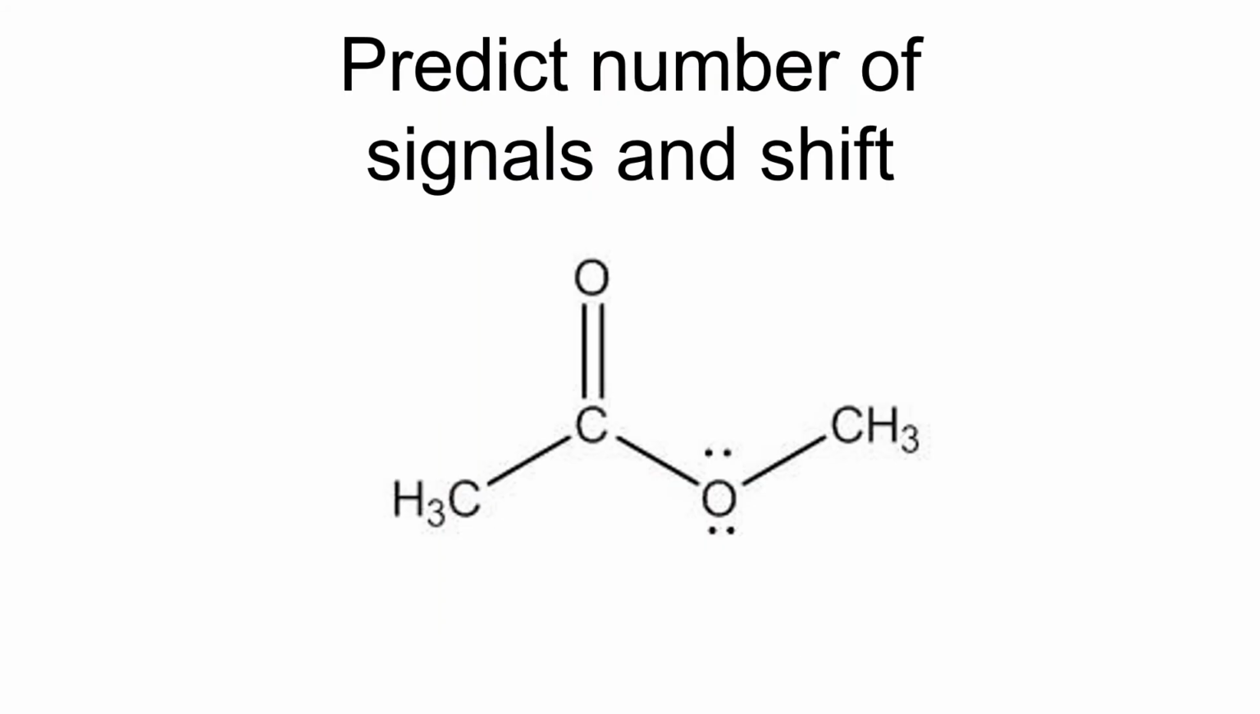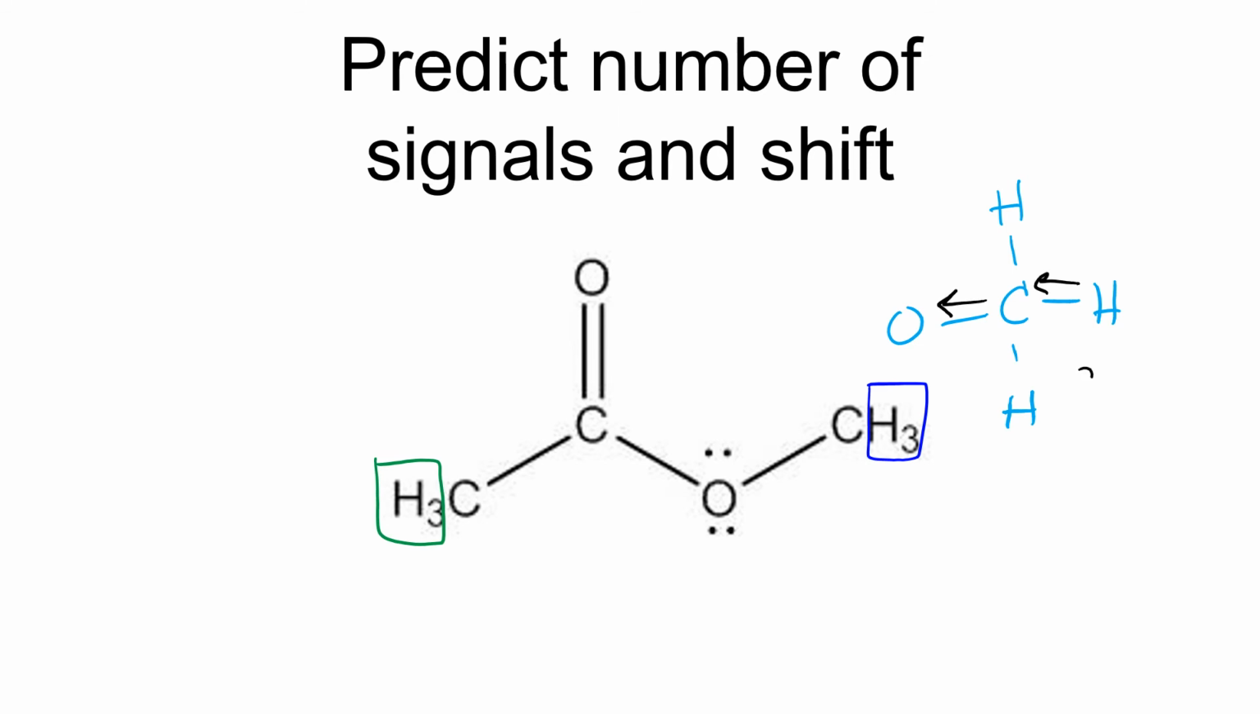Before we go any further, let's try a little exercise. Let's see if we can decide how many signals we're going to see, and then which set of signals is going to be the most shielded or de-shielded. If you take a look at the 3 protons here, they are not in the same environment as these 3 protons there. Hopefully you're able to kind of see that by now. And if we were to count the number of sigma bonds, so what we actually have here, remember, is CH3O. So these 3 protons are all 2 sigma bonds away from an oxygen.